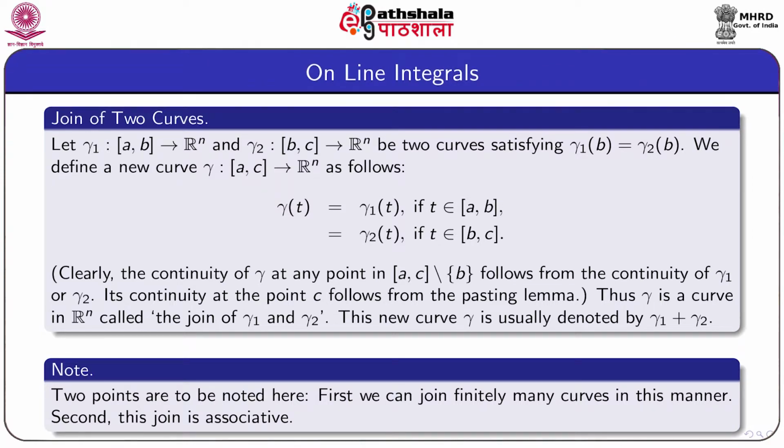Clearly, the continuity of gamma at any point in [a, c] except the point b follows from the continuities of γ1 and γ2, and its continuity at the point b follows from the Pasting lemma. Thus, gamma is a curve in Rn. We call it the join of γ1 and γ2, and usually we denote this by writing γ equal to γ1 plus γ2. We have to take care of two things. First, we can join finitely many curves in this manner, and secondly, this join is associative.